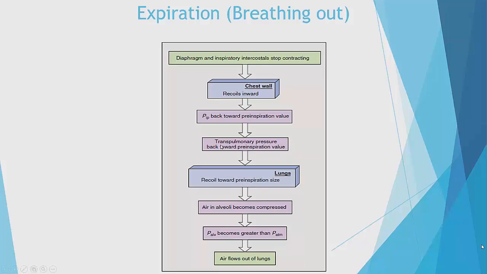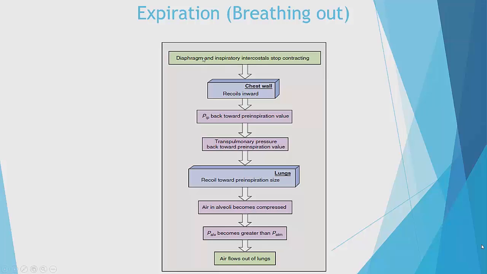So, just like before, when your transpulmonary pressure changes, it's going to cause your lungs to recoil back towards their normal size. And when this happens, the air inside the alveoli becomes compressed, because remember, the size of the container, the size of the lungs, is shrinking, and so your P alveolar, your alveolar pressure, becomes greater than the pressure outside of the lungs, and the air is going to flow out of the lungs. That's pretty much how you breathe out.